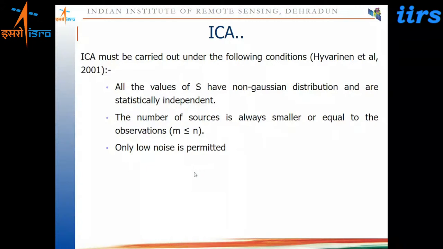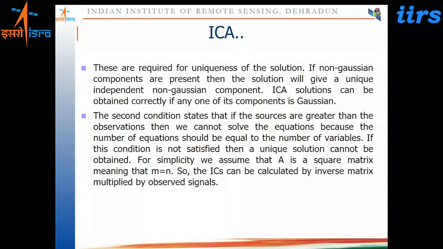Now m should be less than or equal to n, because if the number of observations is less than the number of constants to be derived or solved, then we won't be able to solve. So what do we have to do? The number of observations should be more than the number of sources. These three conditions that I have described are very much required for the uniqueness of the solution.